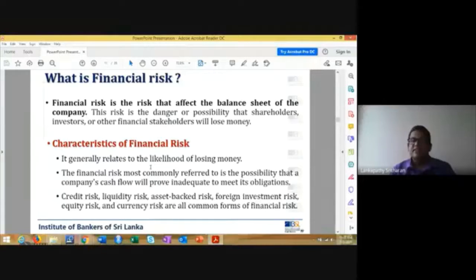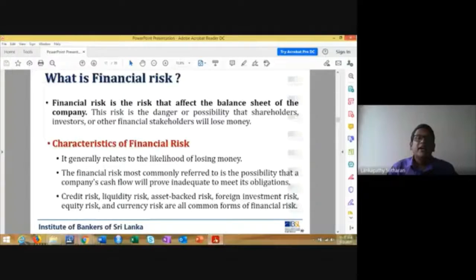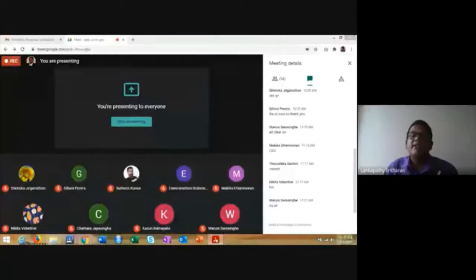Even though these are common forms of financial risk, equity risk, currency risk, foreign investment risk, and asset-backed risk, we can all call market risk. And credit risk, liquidity risk, and market risk, these three are the main risks of financial risk. Any questions before moving to the other sections? Any questions? Because you will have to have more understanding about the financial risk.